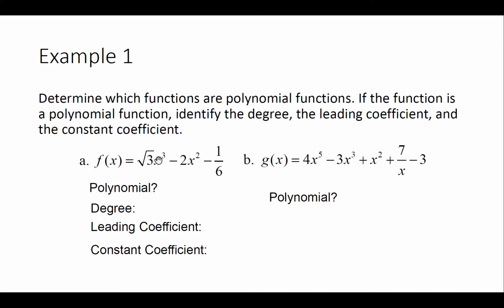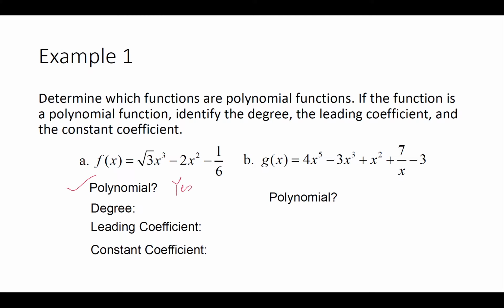The only thing you have to look at is the power of x. The power of x is 3 and then 2 and then a constant term. So that means either there is an x with a positive integer power or a constant term. That's why it's a polynomial. So the first one is polynomial, yes.